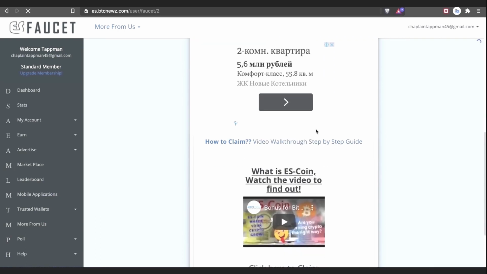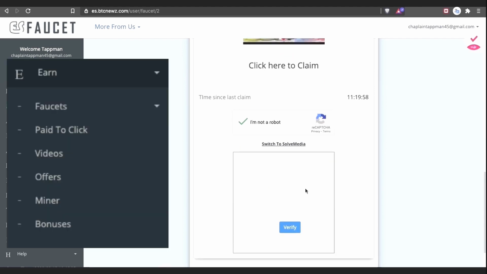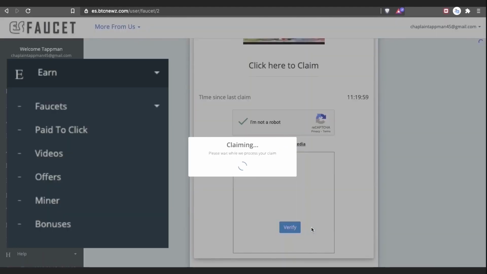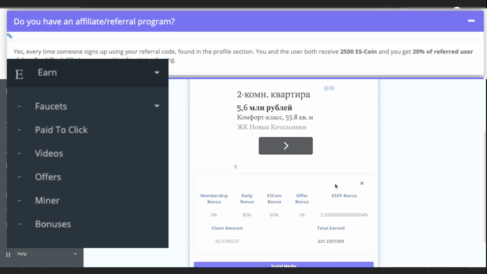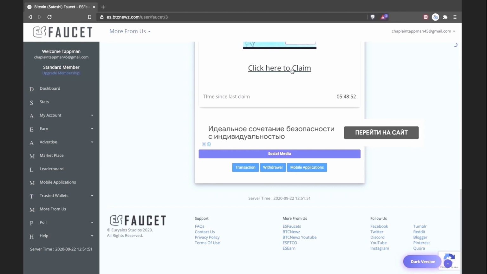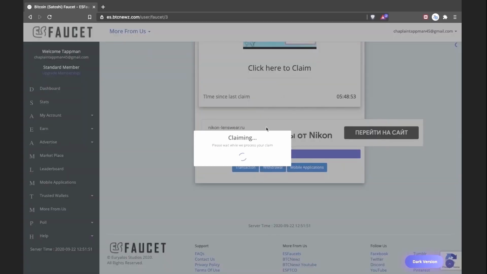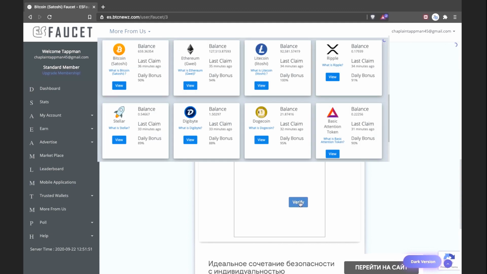Anyway, there's several ways to earn on ES Faucets and BTC Newz as a whole. Faucets, bonuses, pay-to-click, offers, referral marketing, even mining. We're going to talk about each a little bit. Faucets, they're pretty straightforward. You have access to 14 different cryptos, and you can claim them every 30 minutes.